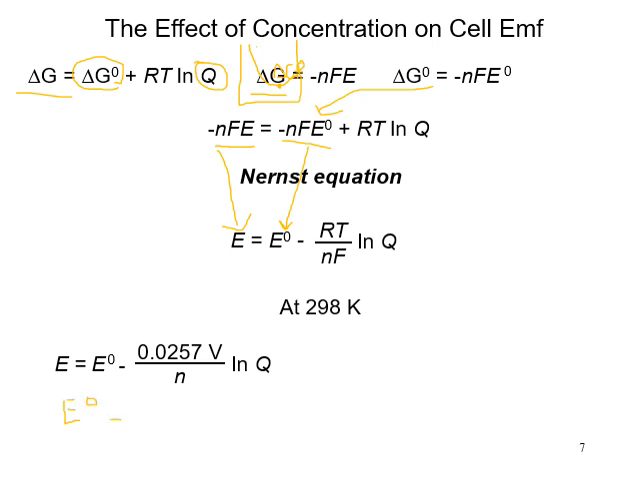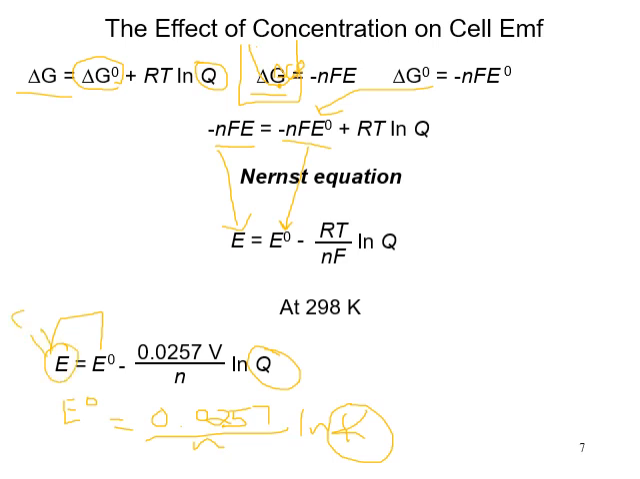E naught was equal to 0.0257 divided by n, ln of Q. Oh, but it's not Q. Here it was K. So this is out of equilibrium. This is in equilibrium. So at equilibrium, these two things are not equal to each other. This guy goes to 0. So this guy would go to 0. And then you could rearrange this equation, and now Q becomes K because it's reached equilibrium.